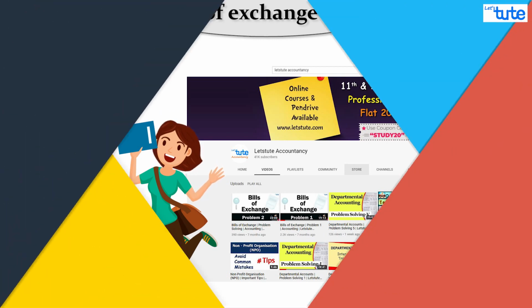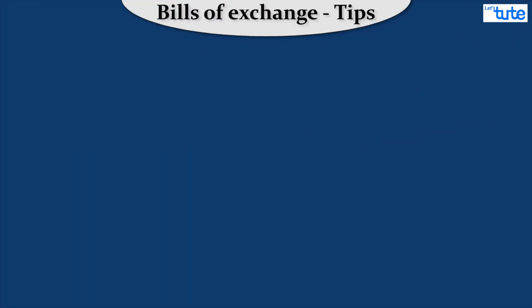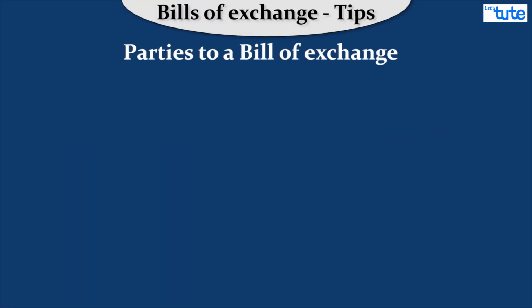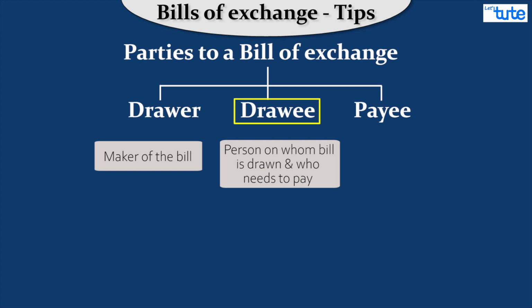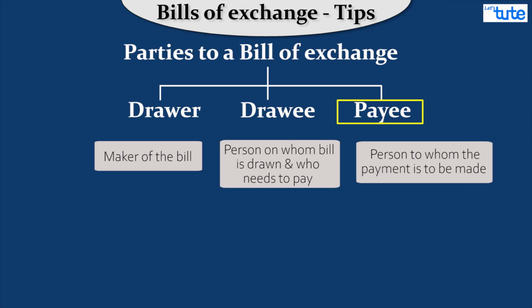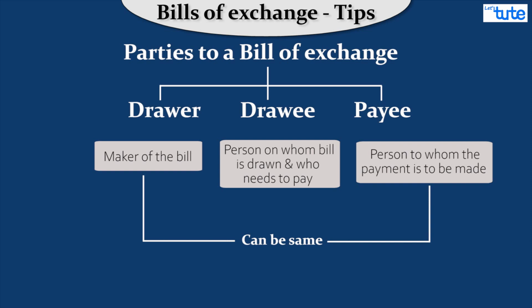So let's start. Firstly, can you tell us how many parties are there to a bill of exchange? Generally, people say two, drawer and drawee. But that is not correct. Actually, there are three parties to a bill of exchange. First, the drawer, the maker of the bill. Second, the drawee, the person on whom the bill is drawn and who needs to pay. And the third is payee, to whom the money is to be paid. Note that the drawer and payee can be the same person, that is, drawer is himself the person who is going to receive the money.